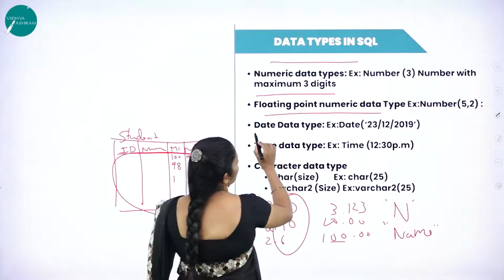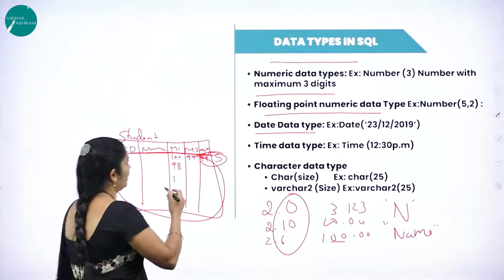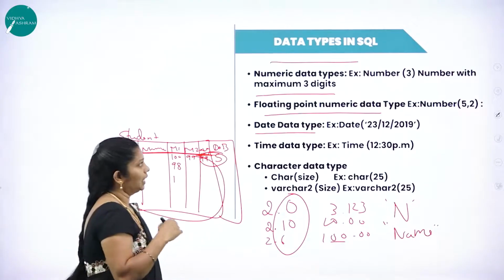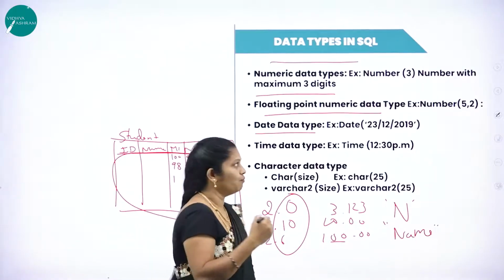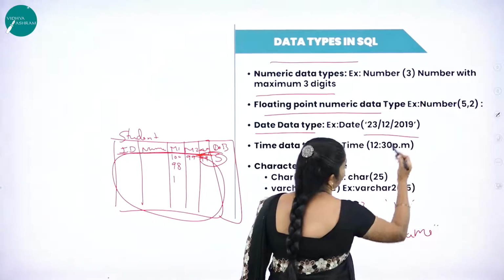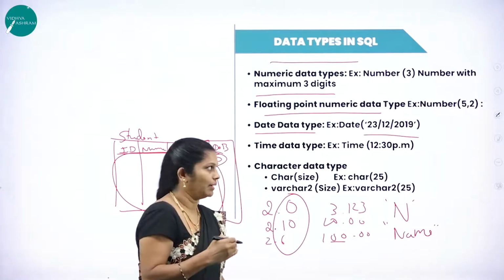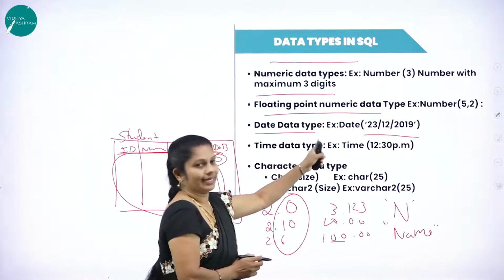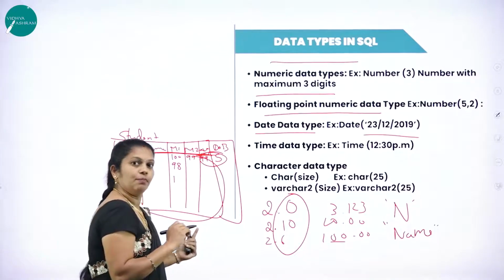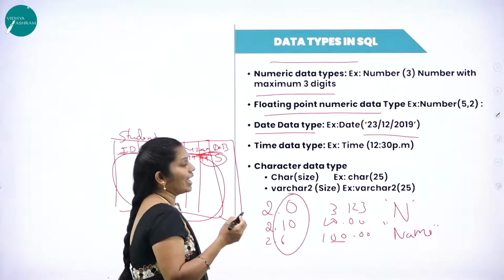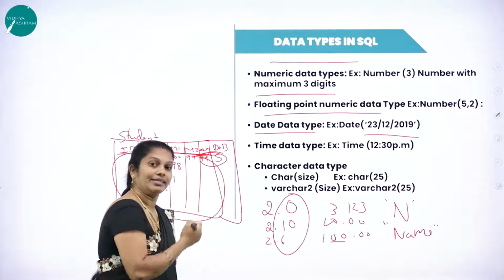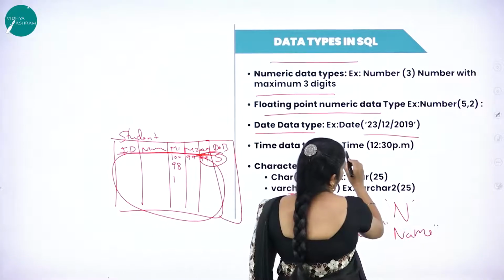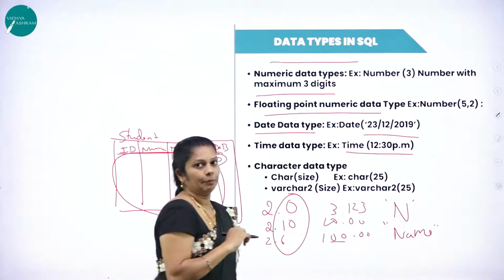Then the next one, the date data type. For example, if I want to enter date of birth, I am going to take one more column here for date of birth. Then there I have to enter the date of birth. In some cases, we enter date, then month, then year. That is, the date data type is one of the data types used in SQL. Next, the time data type. Sometimes we have to enter the time also. In that case, we use the time data type. Example, time 12:30 p.m. Now is it clear?